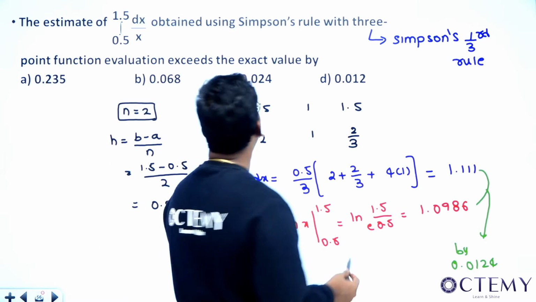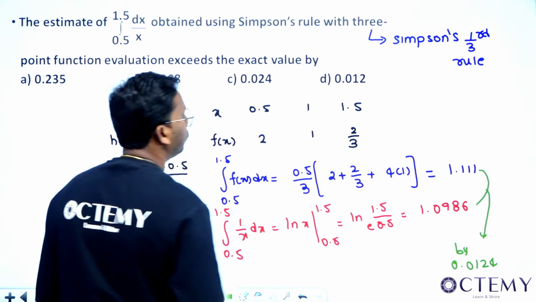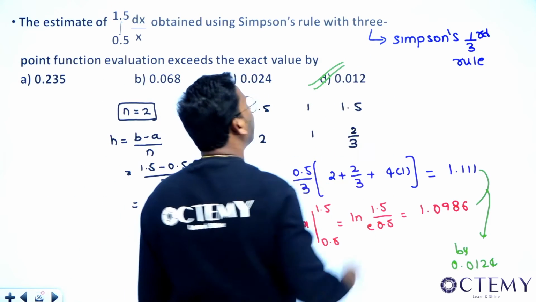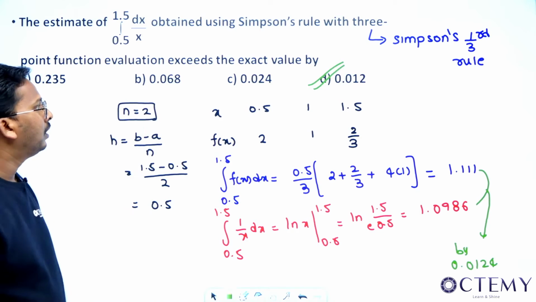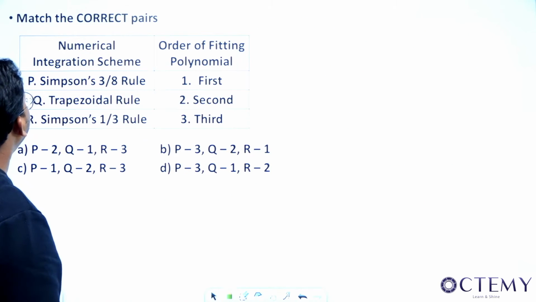What's the answer now? 0.012. This should be the answer. Option D is perfectly right. Very good, sir. Let me go to the next question. See what is being asked in the next question.